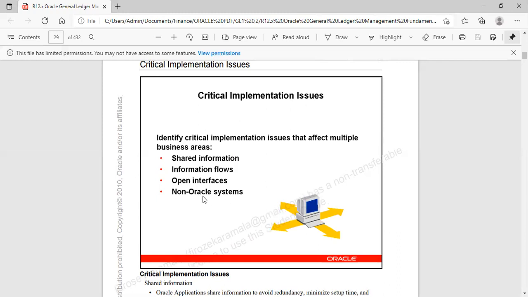Shared information will be there, and information will flow in the ERP from one module to another. What is open interface? All imported invoices, all imported items, all modules run through the interface, because the interface from one module to another is set up. The technical people will take care of that.